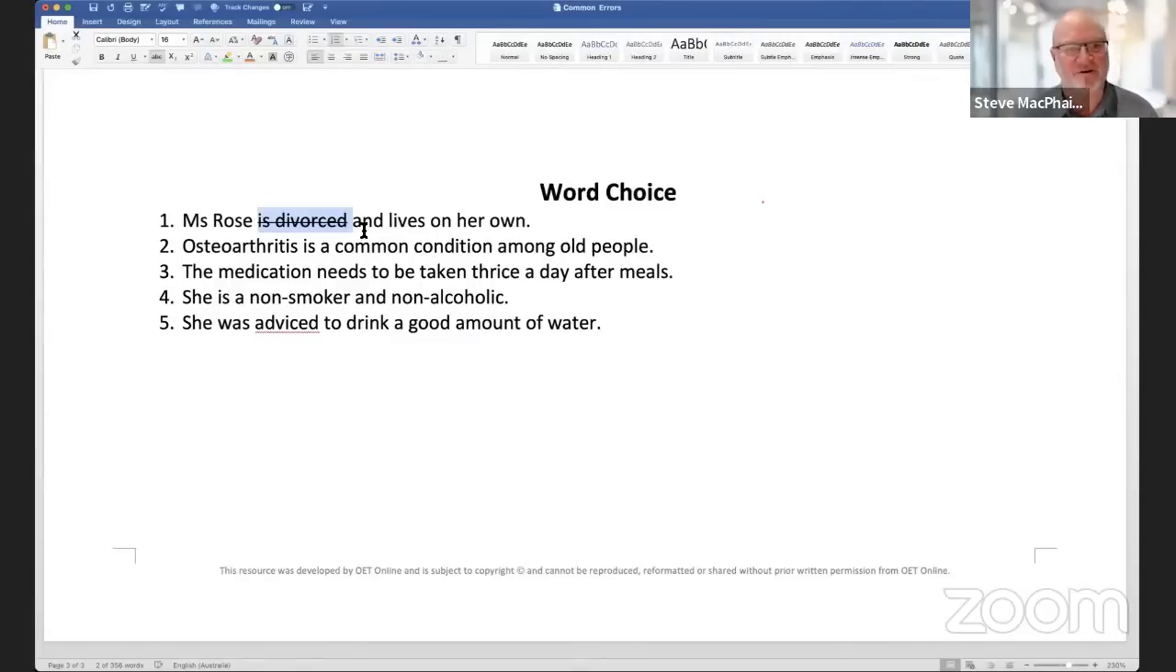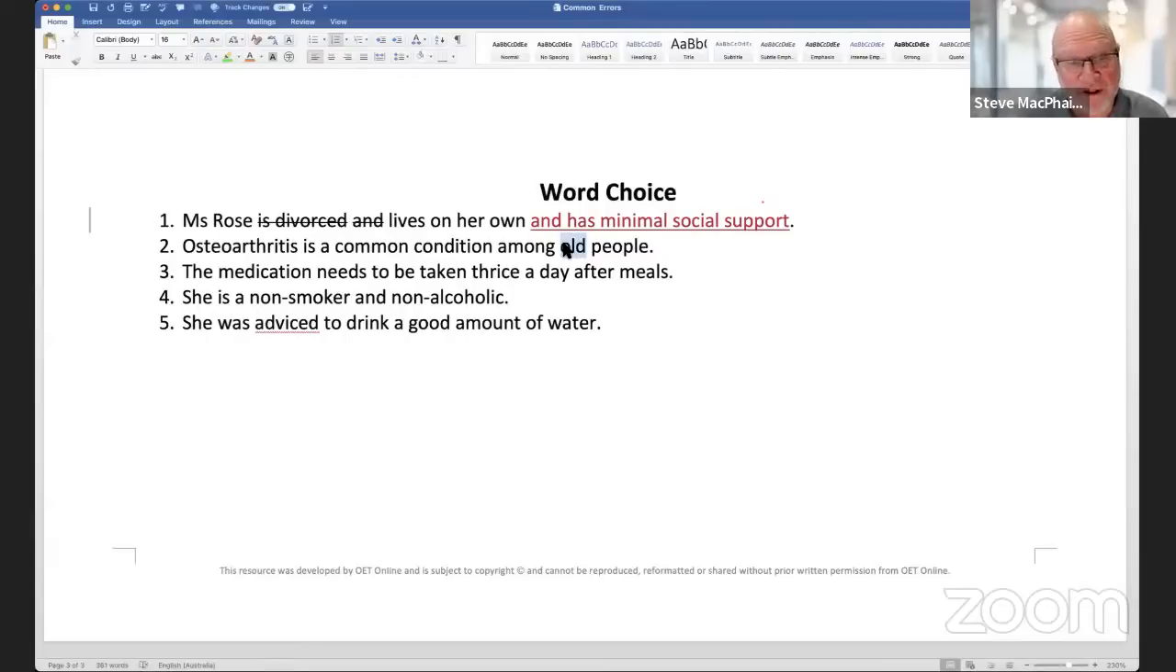But if she's just got a medical condition, maybe we just say Ms. Rose lives on her own. And we don't know, maybe she has minimal social support. You don't know that unless the case notes say that she doesn't have anyone supporting her. But don't use those sorts of terms. Leave it out, not mentioned.